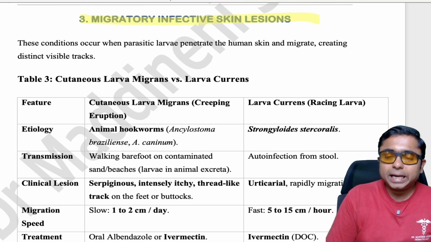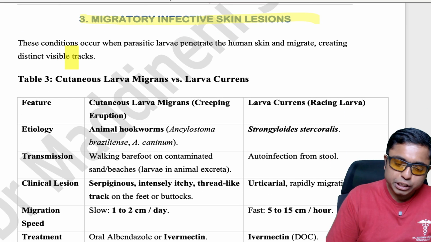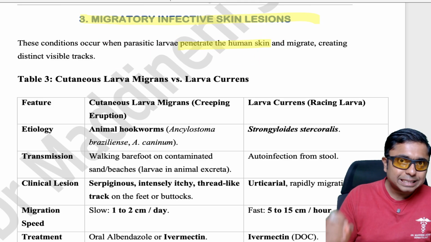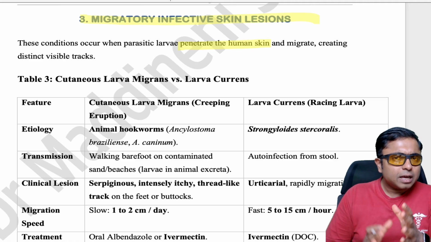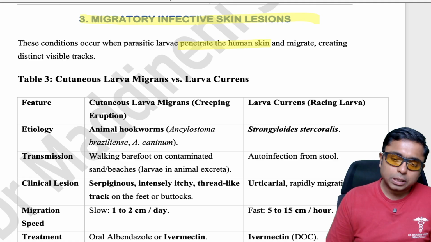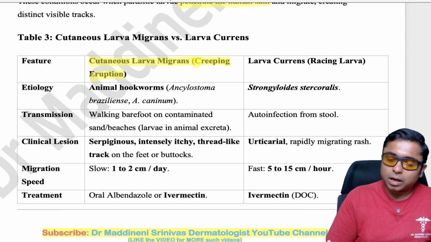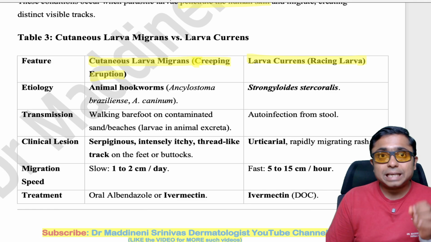Next are migratory infective conditions which are going to penetrate the human skin, and they are going to crawl in the skin, leading to distinct serpiginous lesions over the body. Two of them are very important: the cutaneous larva migrans, which is also called creeping eruption, and larva currens, which is also called racing larva.